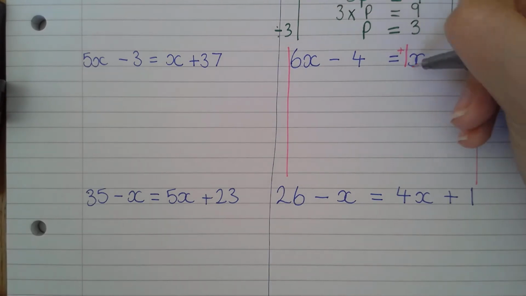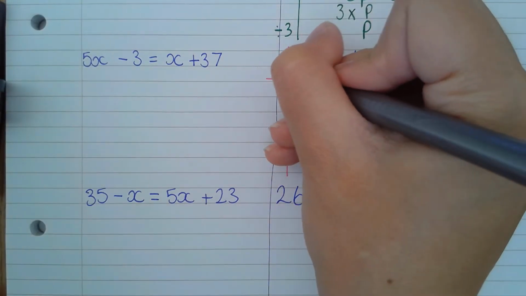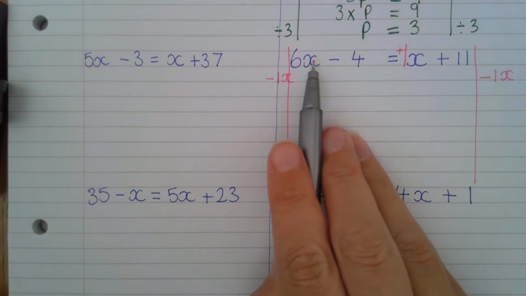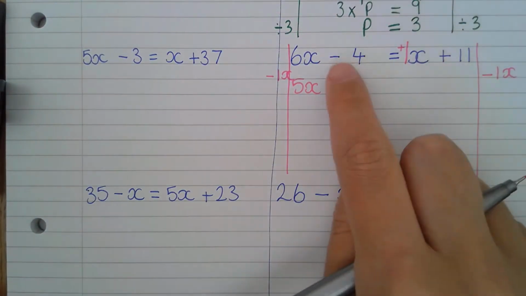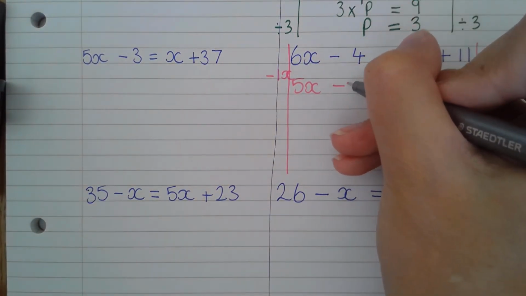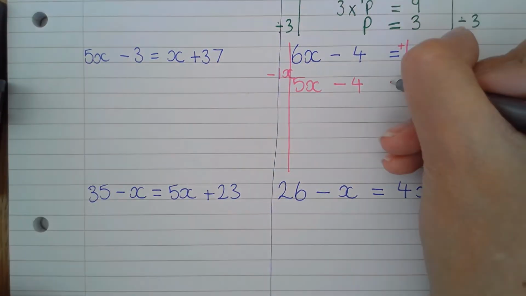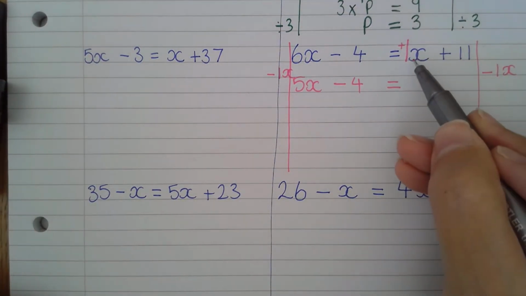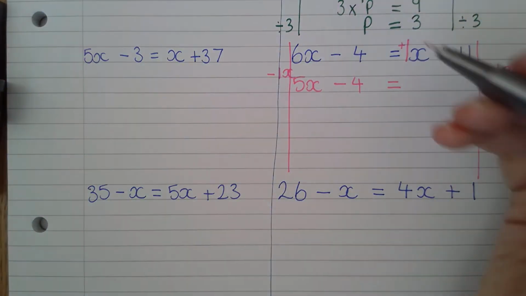So I'm going to do the opposite of plus 1x, and I'm going to take 1x from both sides. So 6x, take 1x is 5x's. I've still got my take 4, because that hasn't got an x and that does, so they can't join. Equals plus 1x, take 1x, well, they disappear, so I'm just left with 11.